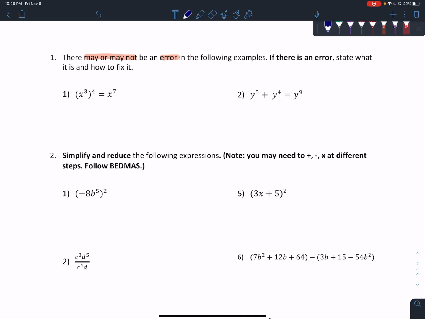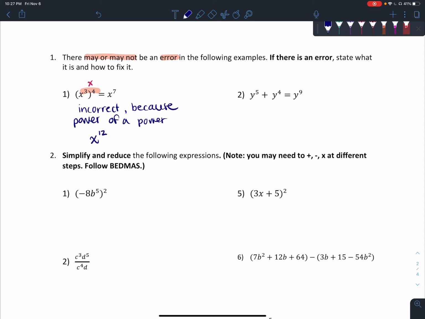So in the first example here, you see that the two exponents, 3 and 4 here, were added together to give you 7. This is a power of a power. So this is incorrect since when you have a power of a power, these two exponents should be multiplied together. So here we're going to say that this is incorrect because power of a power would give us x to the power of 12.